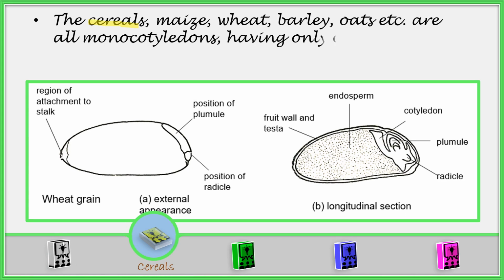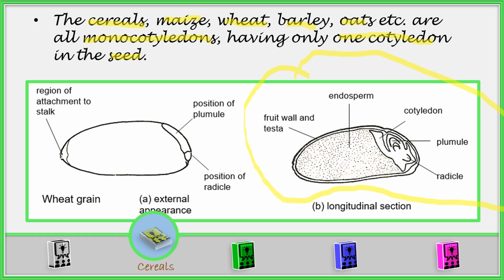The cereals, that is maize, wheat, barley, oats, and many others, are all monocotyledons, meaning that they have only one cotyledon in the seed. They have only one cotyledon in the seed, like the way we saw here, where they have the endosperm covering the major part of the seed, and a smaller portion which we call the small cotyledon.